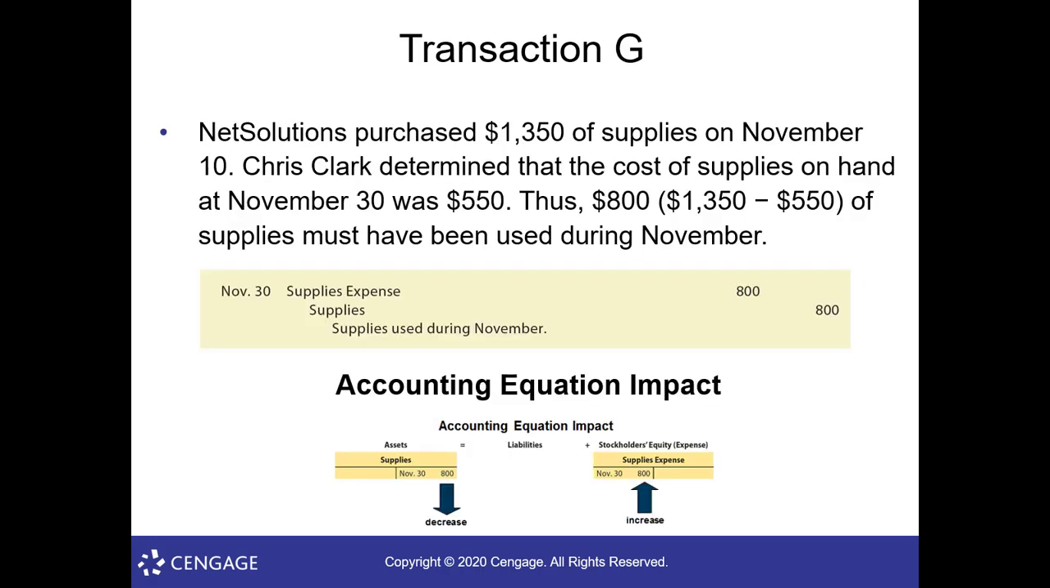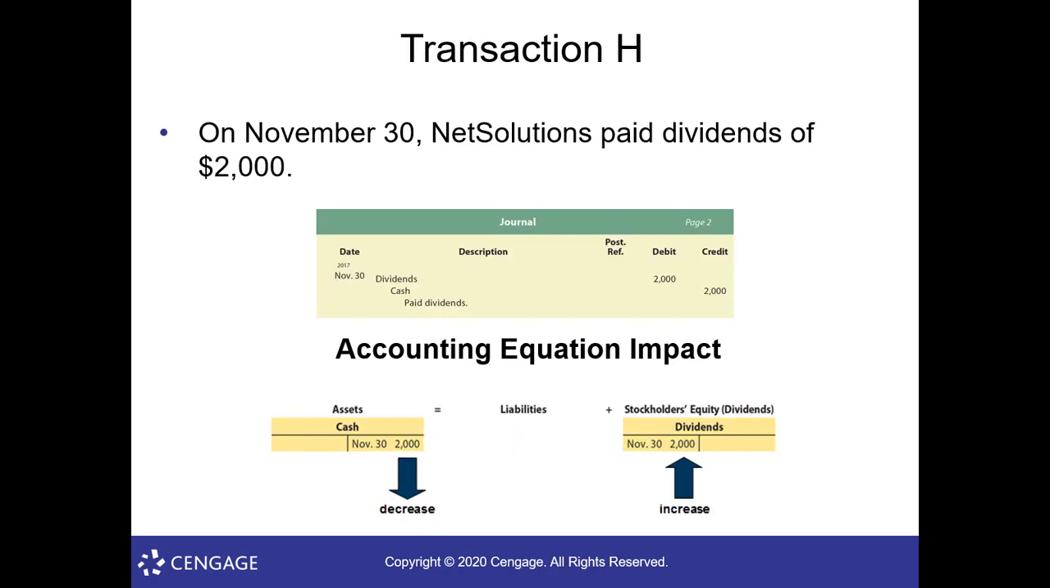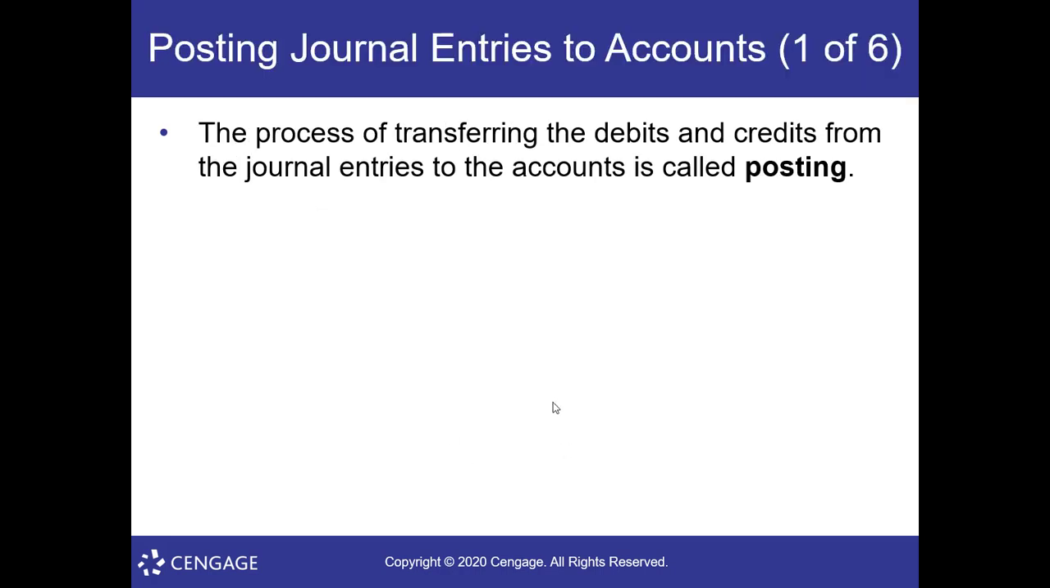Then we went through and counted up the remaining supplies that were on hand at the end of the month, and determined there were $550 left, giving us $800 worth of supplies that were used during the month. And then lastly, we paid the dividends. So that's an increase to the dividend account, which is a negative stockholders' equity account. Once you record the journals, then you post it to the T accounts, and that is called posting.